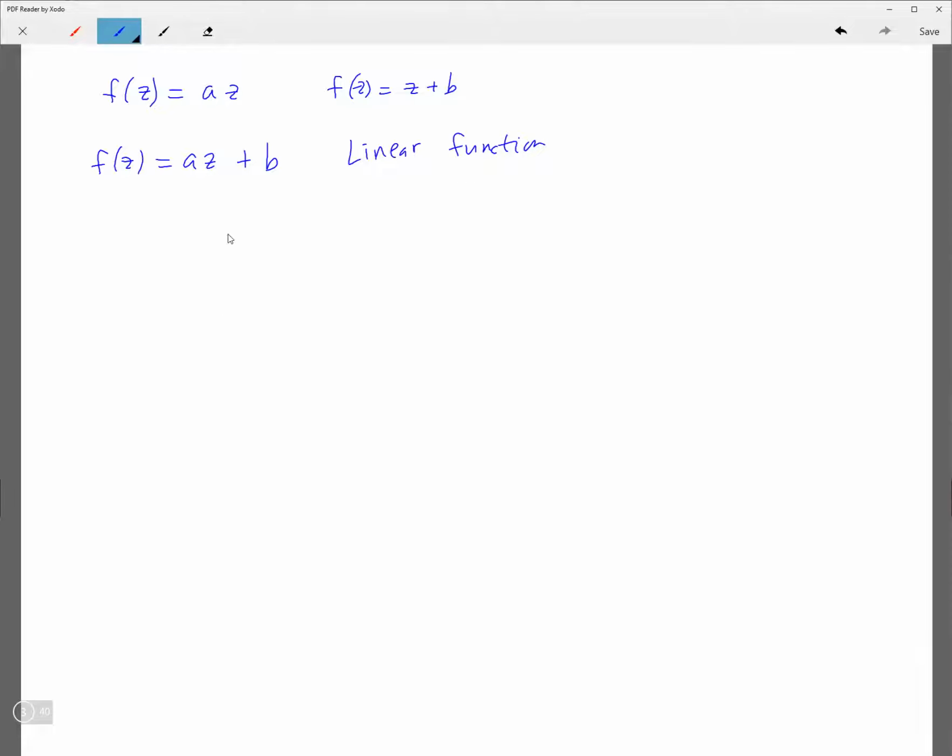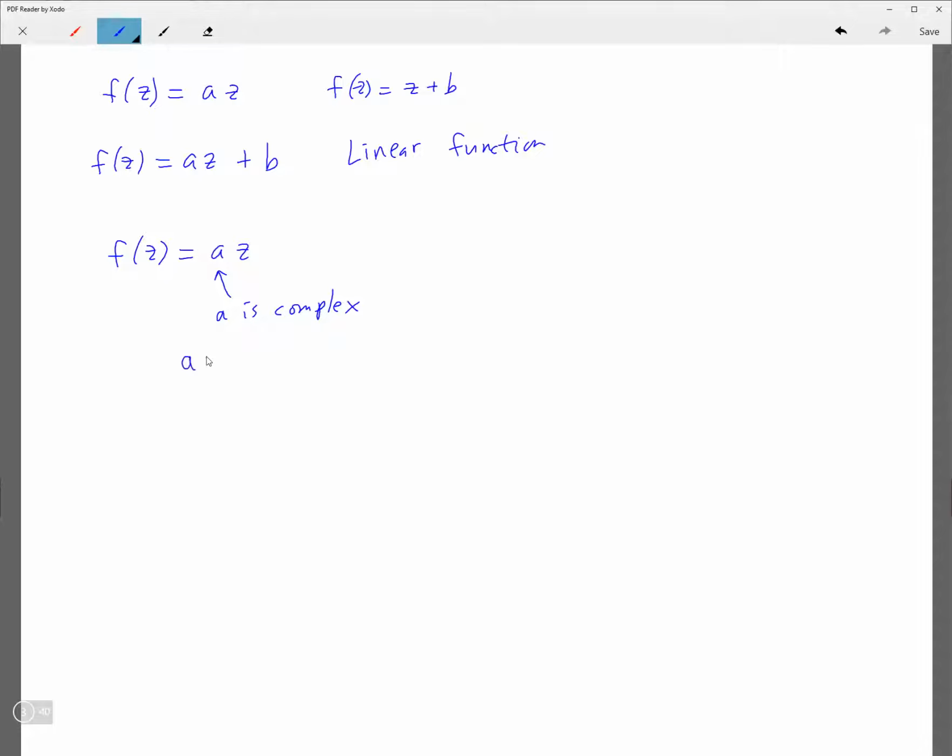So I like to combine those together. But let's take a look at these separately. So let's take a look at the dilation first. So this consists of 2 things. So remember that A is complex. It's not necessarily going to be a real number. It's going to be a complex number.